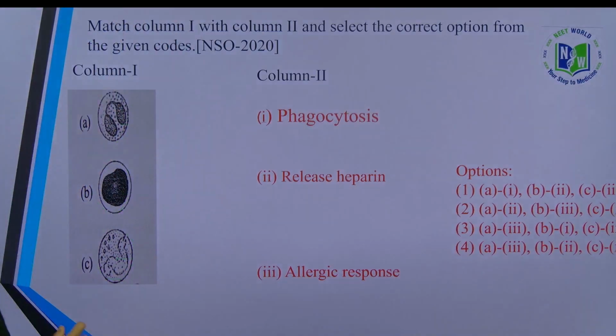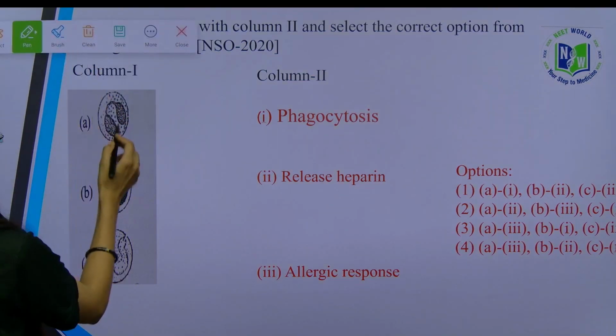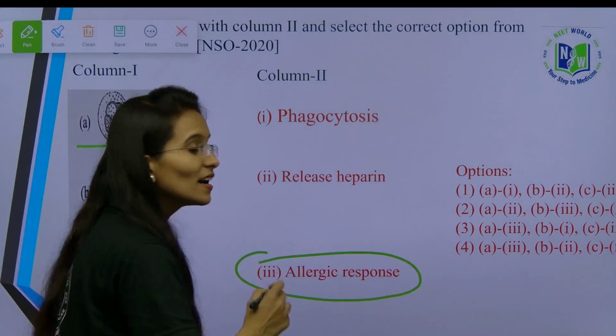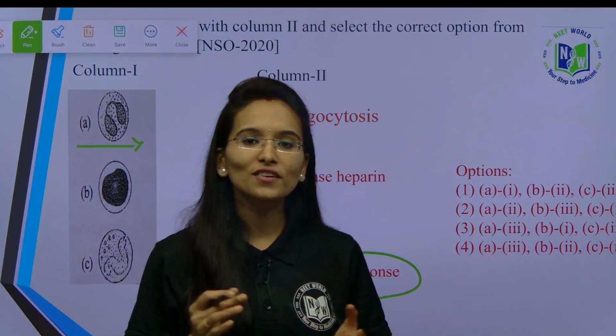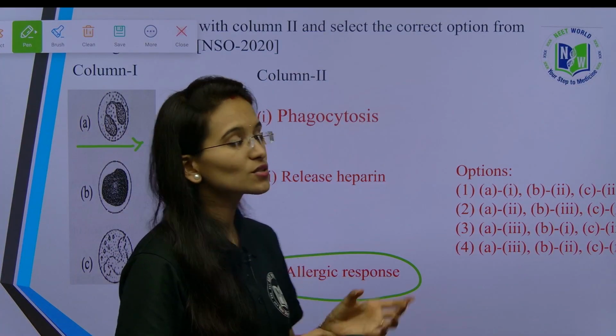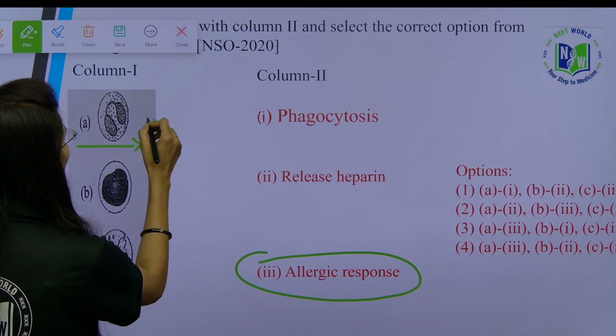Yes. So what is the function of the eosinophil? What might be the function of this eosinophil? Eosinophil is going to act against allergic responses. Okay, the eosinophil becomes active when there is an allergic response. So the option A is 3.